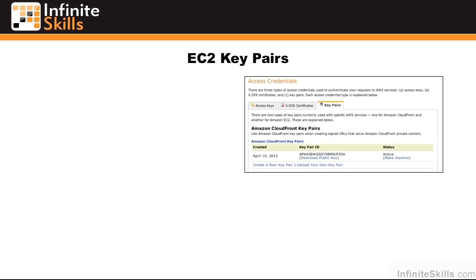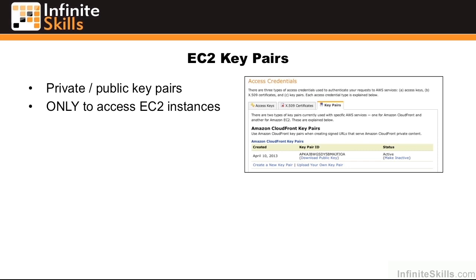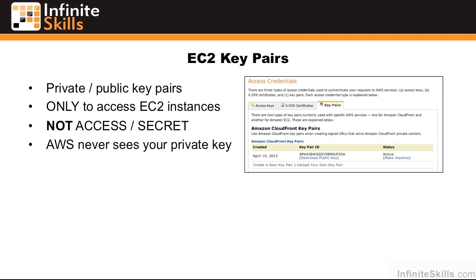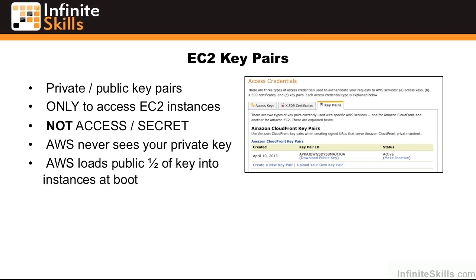Let's next look at EC2 key pairs. These are public-private key pairs. These only allow access to EC2 instances. These are not your access and secret key pairs that you use to sign your API requests. AWS never sees your private key. In fact, when you create a private and public key pair, the private key is created inside of your browser inside of JavaScript, so the AWS servers never actually even see your private key.